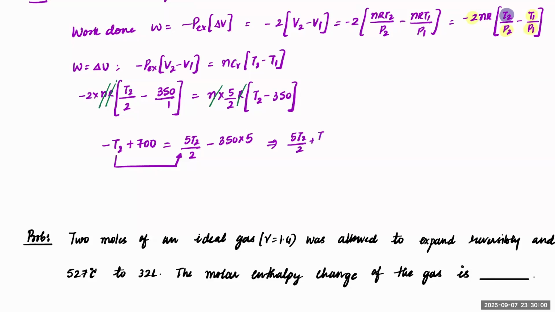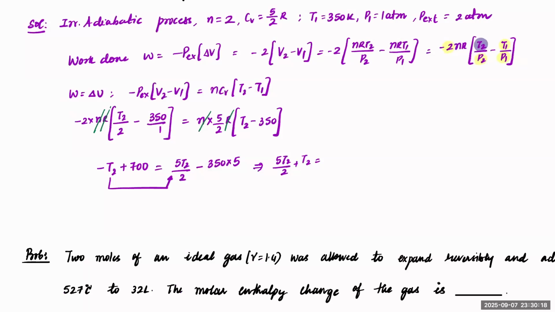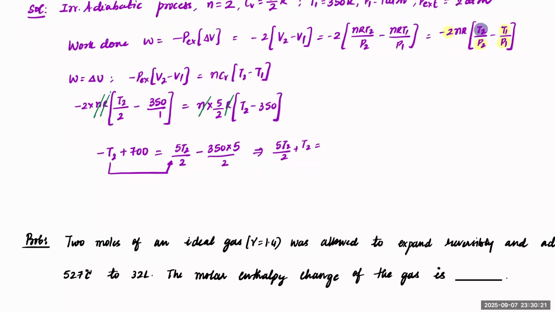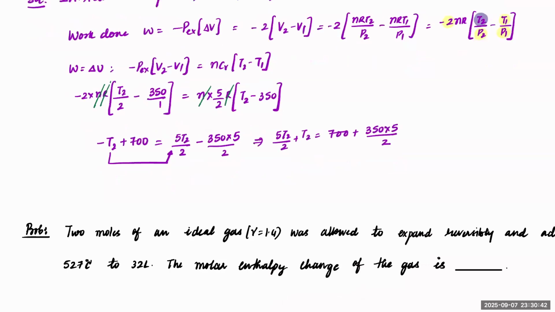But that should be 350 into 5 by 2, right? Yes, that should be 350 multiplied by 5 divided by 2. Sorry, I forgot the 2 here. So now we have 5T2 by 2 plus T2, and here we have 700 plus 350 into 5 divided by 2. Clear? Using this, we can calculate the T2 value.